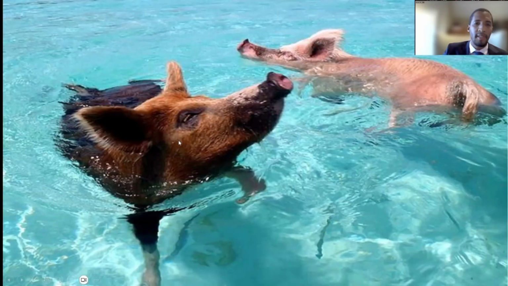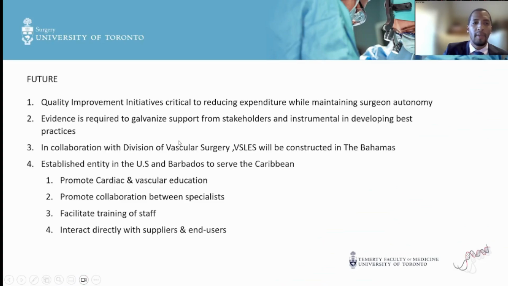Now, relevance to us in the Bahamas. Well, these quality improvement initiatives are critical to reducing expenditure while maintaining surgeon autonomy. We don't want to be told how to operate and how to use our equipment. I think surgeons need to take the initiative. This evidence can be used to galvanize support from stakeholders as instrumental in developing best practices.